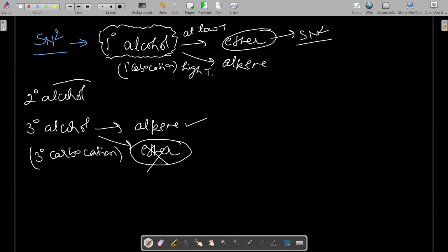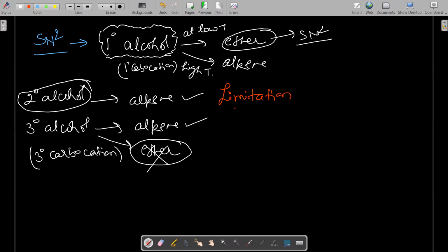And the secondary alcohol also has a maximum tendency to form alkene only. Slightly, ether can form, but basically we can say alkene. So there is one limitation. What is the limitation of the ether formation reaction by this method?